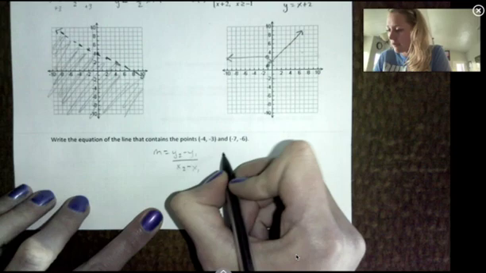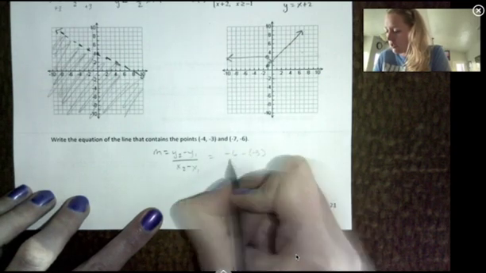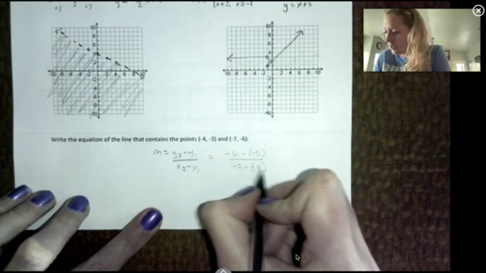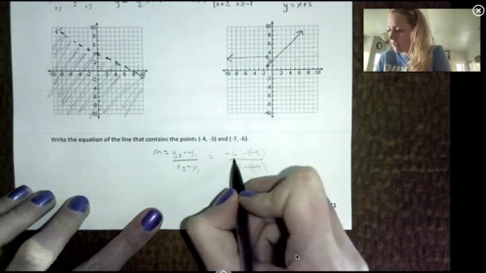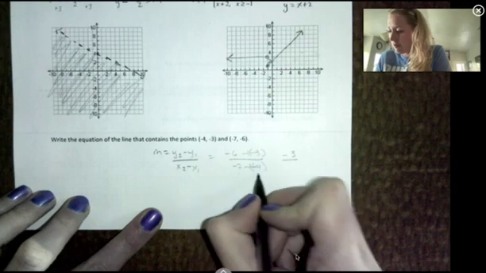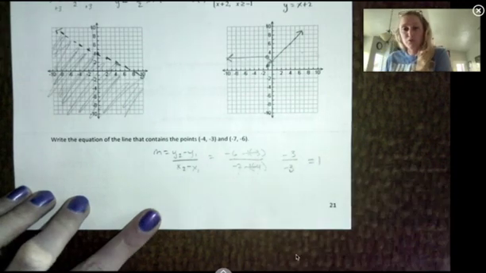Okay, so I have -6 minus -3 over -7 minus -4. So those double negatives again turn to addition. So I have -6 plus 3 is -3. -7 plus 4 is -3. And -3 divided by -3 is 1.